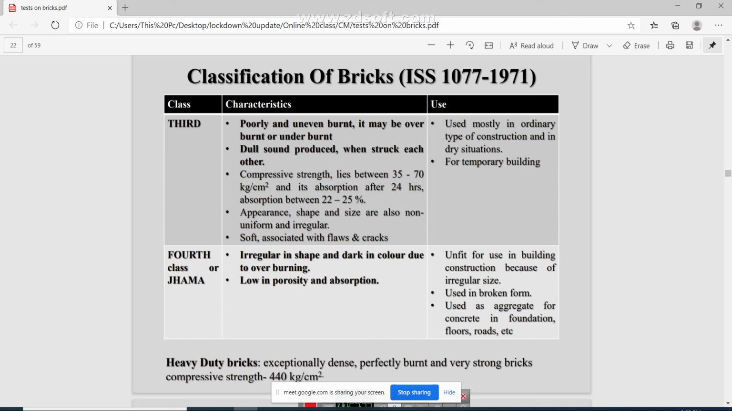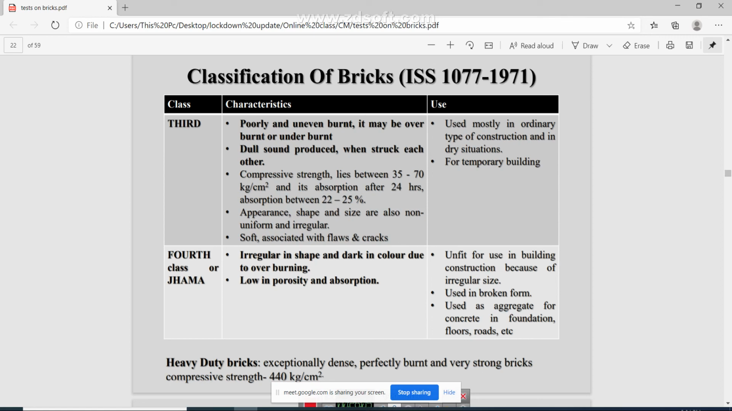And what about the uses? You cannot use it as a construction material as such in buildings because it is irregular in size. But you can use it in another form. The brick is broken and brick bat is taken. And this brick bat can be used as aggregates in concrete.